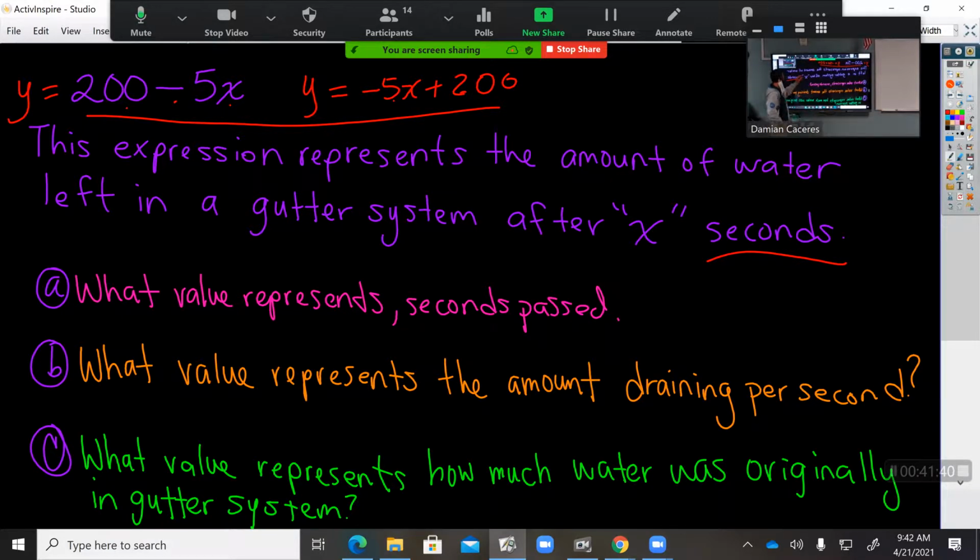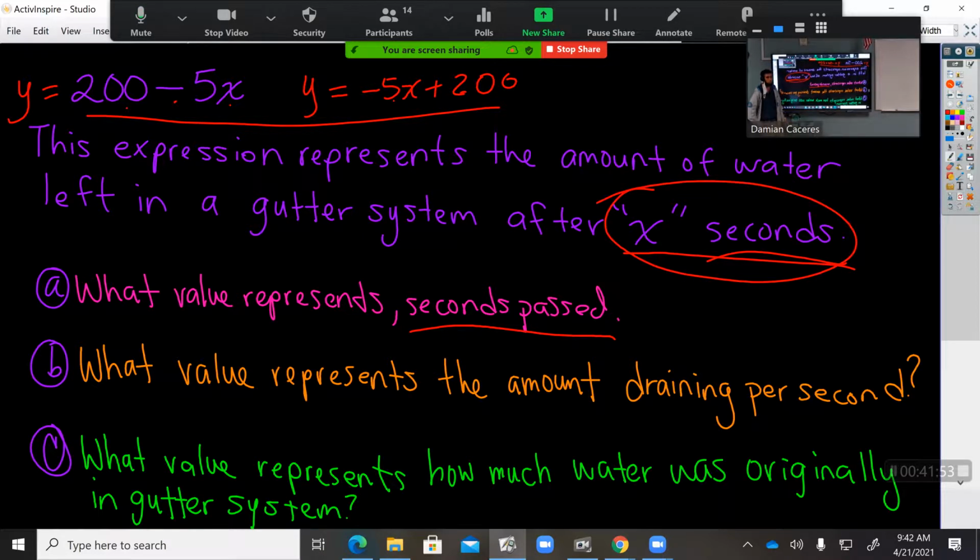Now, this expression represents the amount of water left in a gutter system after X seconds. So here on A, it says what value represents the seconds passed. That's simple because it tells us in the word problem. X in quotations represents seconds passed. So this is X.